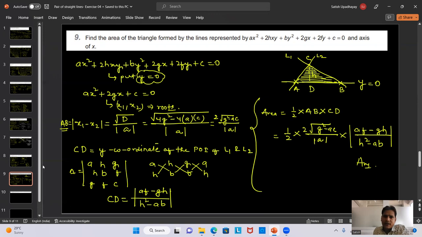So these two and these two will get canceled out. So our final area will be under root of G square minus AC upon mod A into AF minus GH upon H square minus AB.